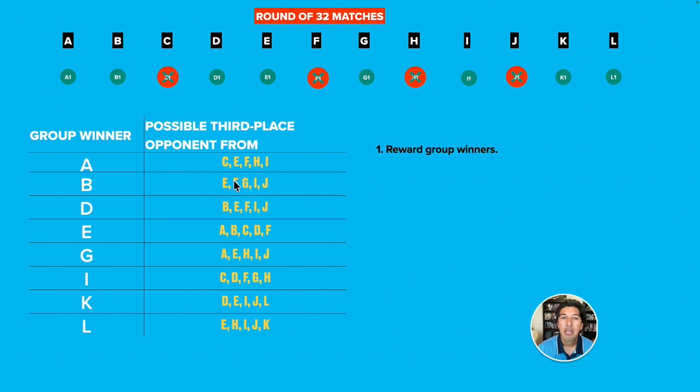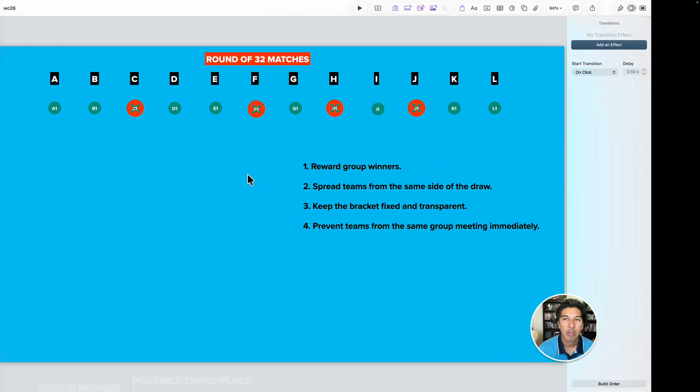So now the criteria to play a third place team is, number 1, you're going to reward group winners. You're going to spread teams from the same side of the draw. This was kind of weird. I had to go and research a little bit more. What does that mean? So let's hold the presentation and understand that a little bit more.